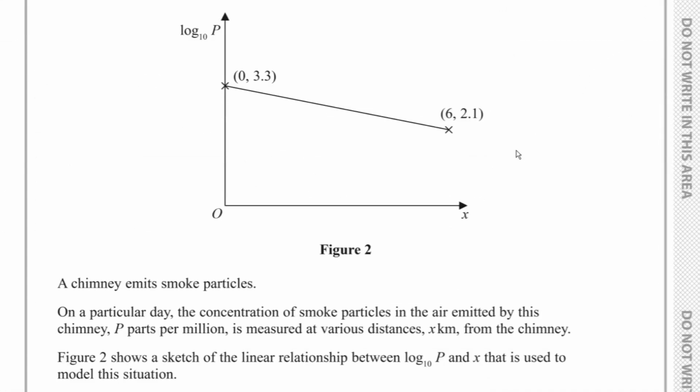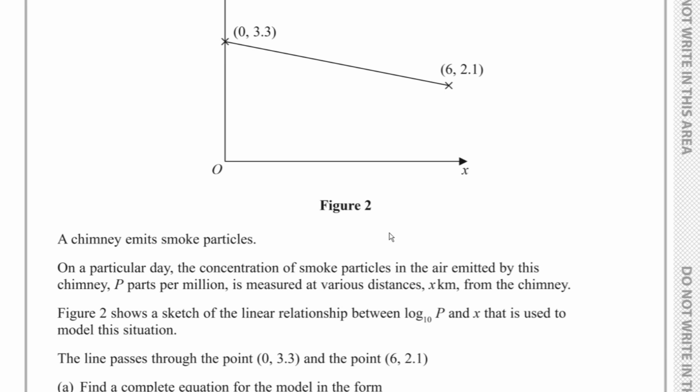Question number 7. A chimney emits smoke particles. On a particular day, the concentration of smoke particles in the air emitted by this chimney, P parts per million, is measured at various distances x meters from the chimney. Figure 2 shows a sketch of the linear relationship between log base 10 of p and x that is used to model the situation. The line passes through the point (0, 3.3) and the point (6, 2.1).